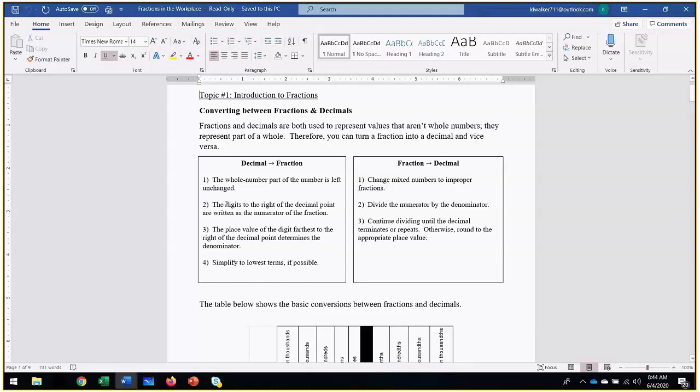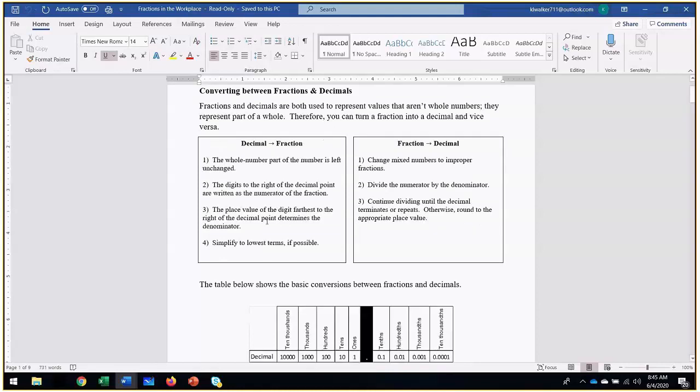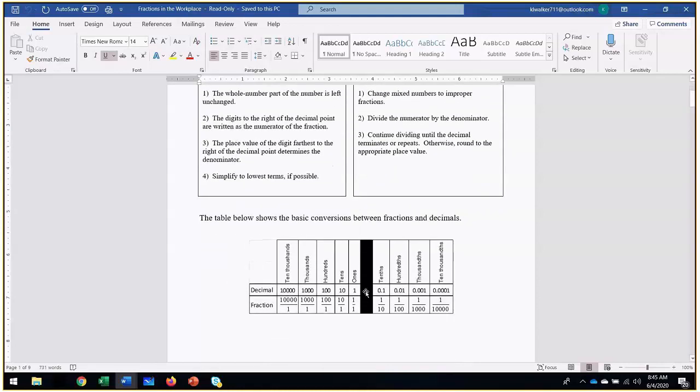Then digits to the right of your decimal point would be put into the numerator of your fraction, which is the top part. And then the place value of your last digit when you're looking at your decimal tells you what your denominator should be. If you're unsure of place value, I give you a partial place value chart down here at the bottom to look at. Obviously, this goes on forever this way and to the right, but here's your decimal.